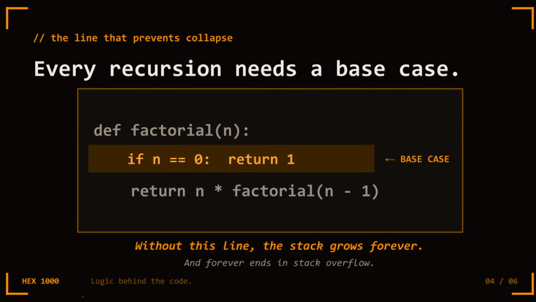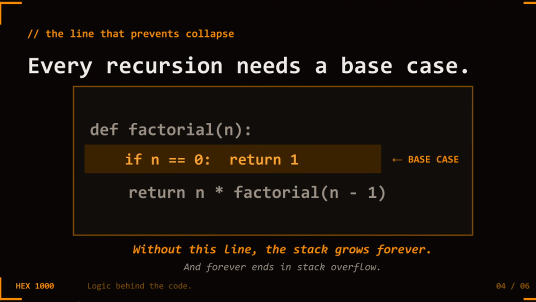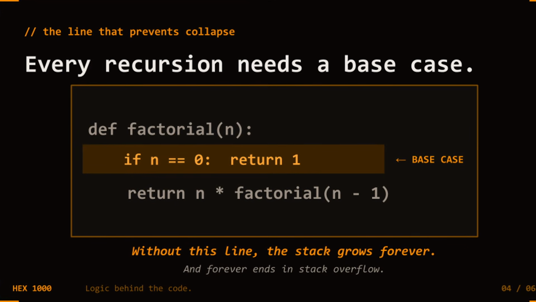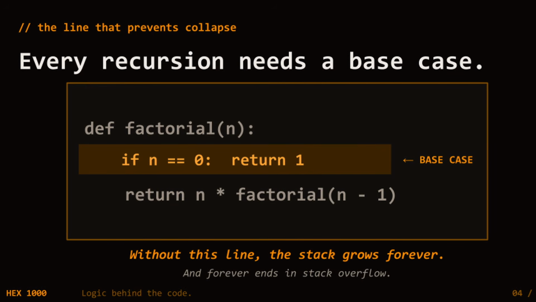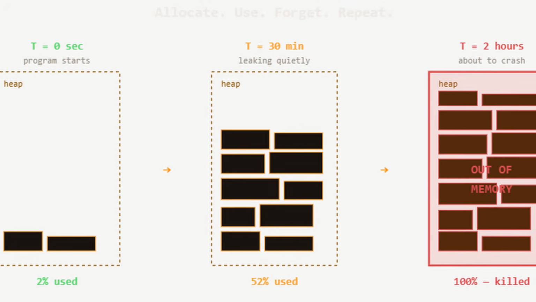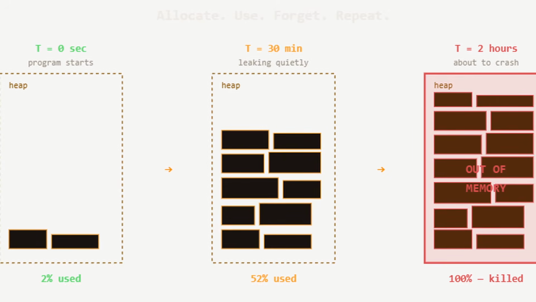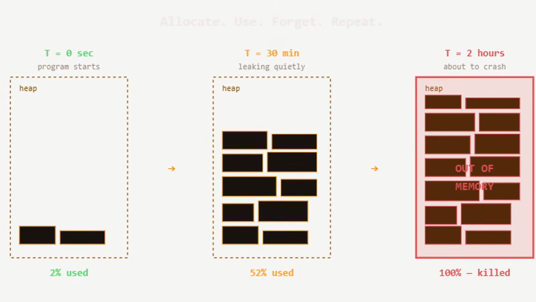Let's see why this matters in real software. When you write a function that calls itself, recursion, every call adds a plate to the stack. If your recursion has no escape, the plates keep piling up. The stack fills, the stack overflows. The program dies. That's why every recursive function needs a base case. It's not style, it's not preference, it's the line of code that prevents your stack from collapsing.